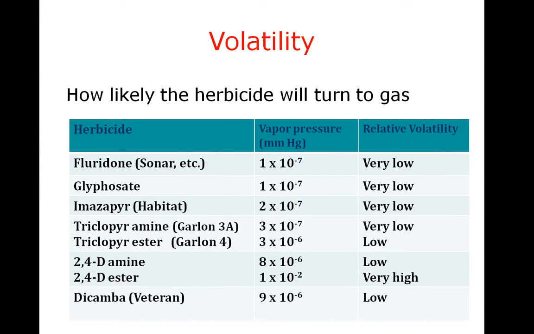The last fate process is the movement of suspended pesticide particles in air. Pesticide volatility is a measurement, in millimeters of mercury, of how likely a pesticide will turn to gas. Pesticides with higher vapor pressure are more apt to volatilize. Pesticide labels usually include precautions about applying these products in warm weather. 2,4-D ester formulations volatilize readily in warm temperatures, above 85 degrees. On the other hand, there is little chance that glyphosate will volatilize, even in warm weather.